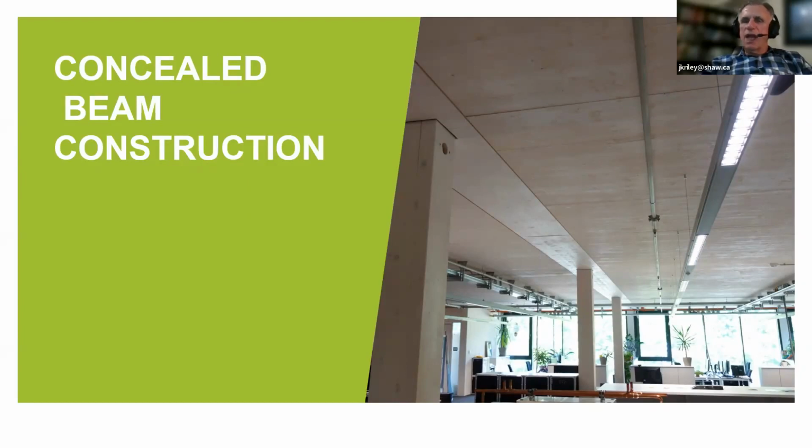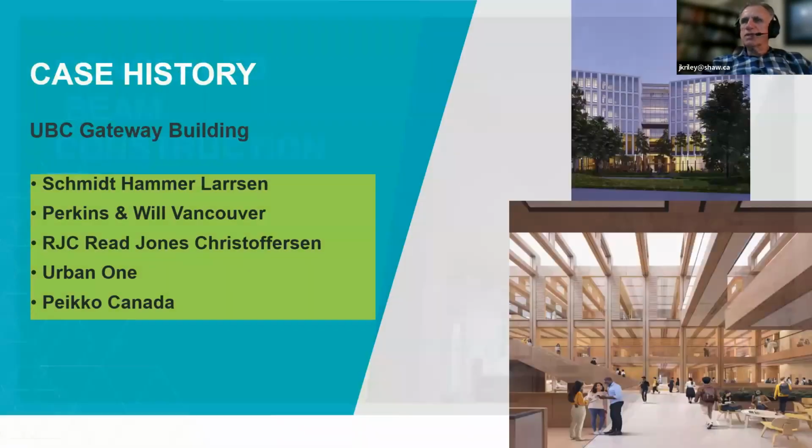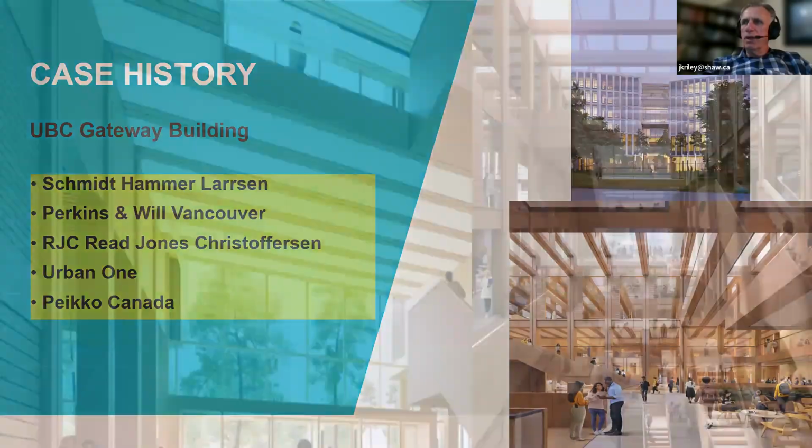Now let's look at a case history. So this is a project that's starting to come out of the ground right now. So this is UBC Gateway. Now this project is built on First Nations territory that has been unceded. So the designers, in this case Perkins and Will, wanted to make sure that the design of the building honored the First Nations legacy. And that is to design it to make wood look good.